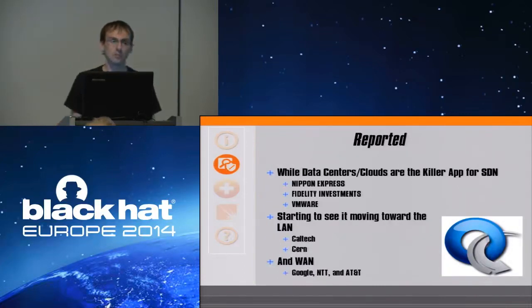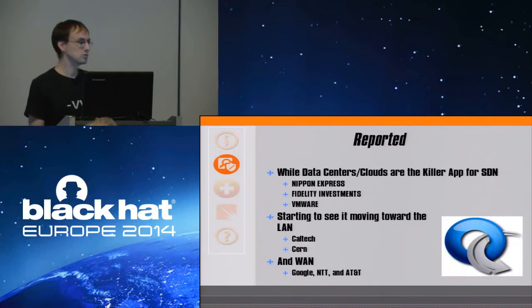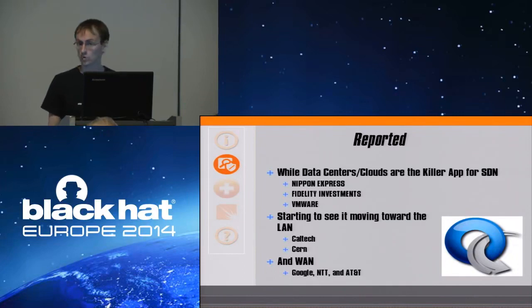Not only are we going to have to worry about it, we have to worry about it now, right? It's actually already here. Data centers in the cloud are considered the killer app. In fact, that's where most of the movement is right now. Nippon Express, Fidelity Investments, VMware, big in this space, but it's also moving toward the LAN, or in the LAN, Caltech, CERN, and of course the WAN, Google, NTT, and AT&T. In fact, Google has it operating one of their backbones, their international backbones. So they're pretty invested in that now. It's coming, it's here. So that's something we're all going to have to be concerned about.